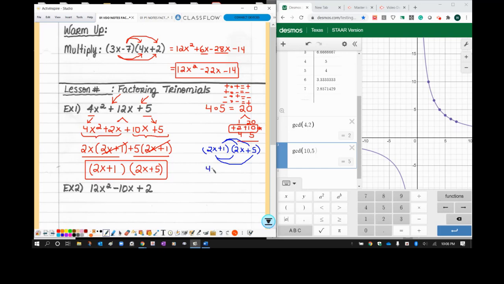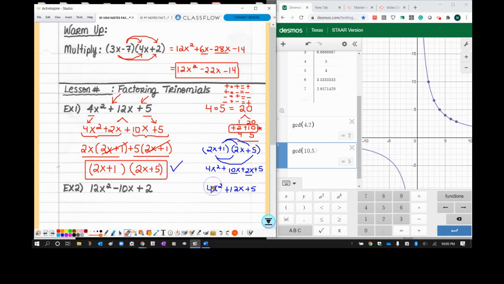So this would be 4x squared, and 2x times 5 is 10x. And 1 times 2 is 2x. And 1 times 5 is 5. Then I'm going to combine these two. So that means I'm going to get 4x squared plus 12x plus the 5. And basically, I did get the right answer because I got the original problem. So that means this is correct.